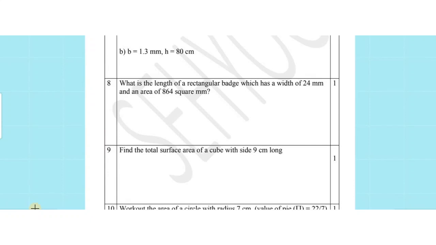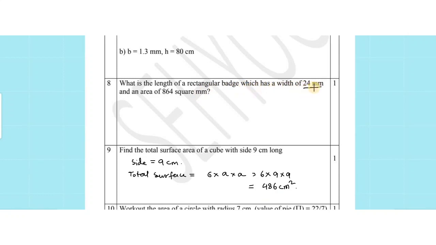In question number 9, we want to find the total surface area of a cube with side 9 centimeters long. So for that, we need to calculate 6 times side square. So 6 times 9 square, that is equal to 6 times 9 times 9. The total surface area comes to be 486 centimeters square.